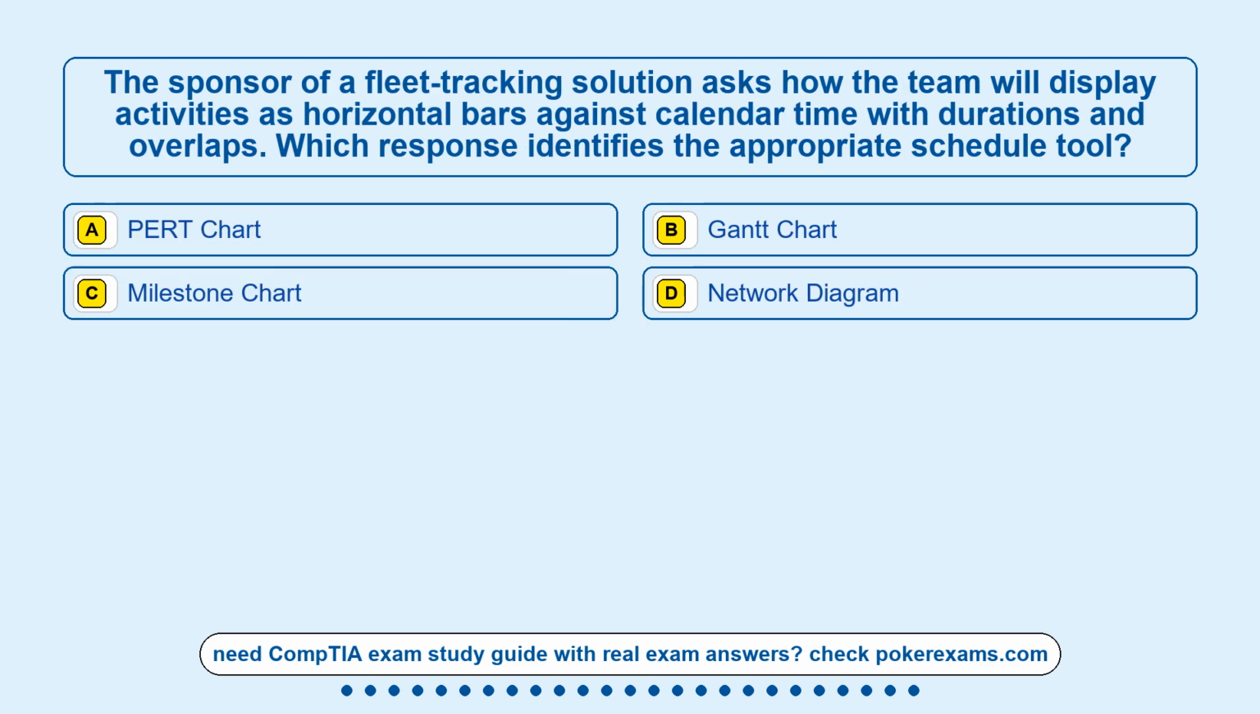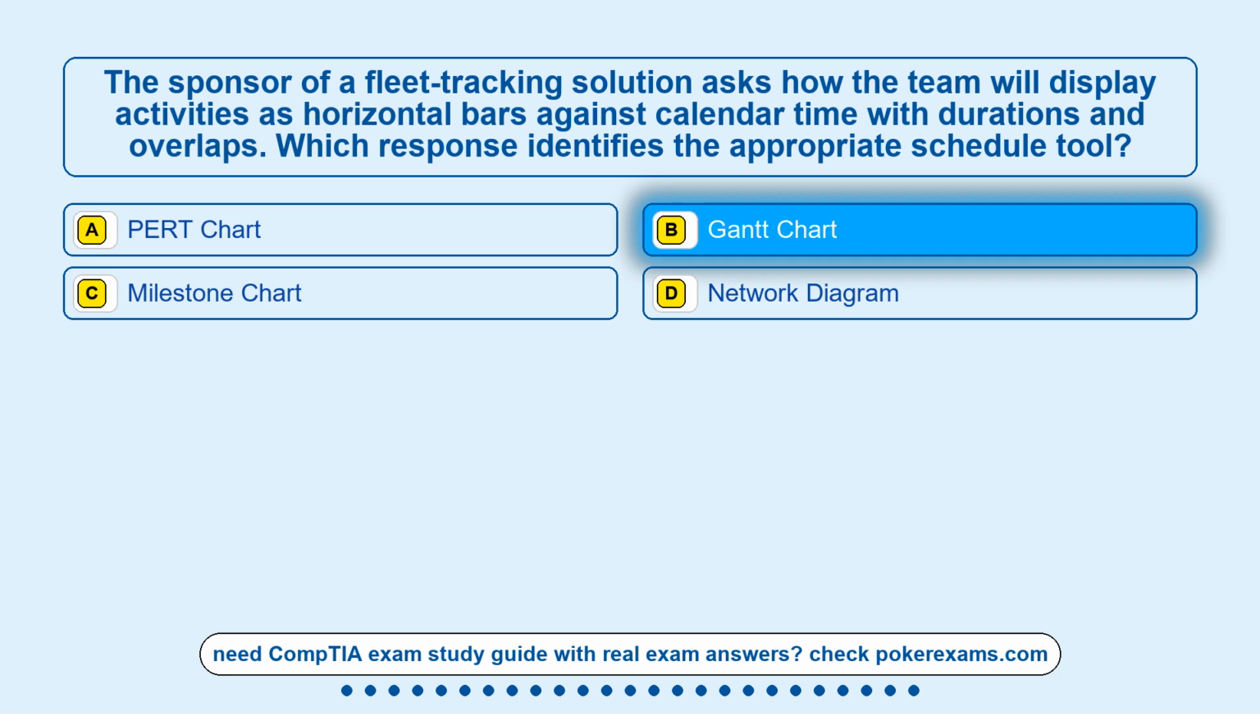Question 2. The sponsor of a fleet-tracking solution asks how the team will display activities as horizontal bars against calendar time with durations and overlaps. Which response identifies the appropriate schedule tool? Option A. PERT chart. Option B. Gantt chart. Option C. Milestone chart. Option D. Network diagram. The correct answer is option B.